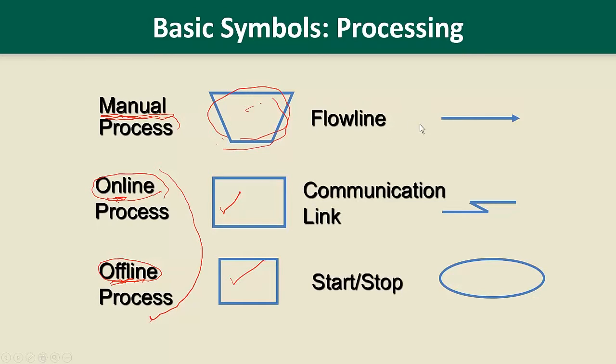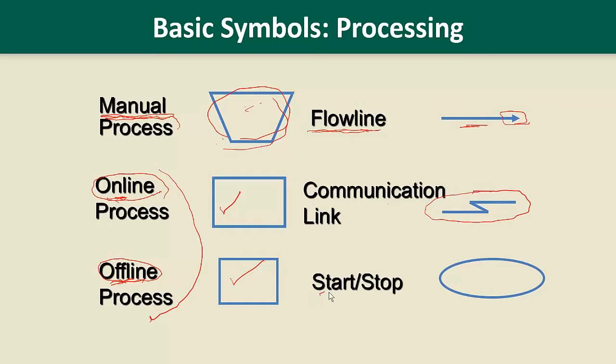Going in and out of the processes will be flow lines containing information or documents, digital documents, paper documents. You'll notice there's an arrowhead. That's very important. That shows the direction the information is flowing. If the connection between processes happens to be something like the internet, you can use this lightning strike symbol, or you could use this also. Either one's acceptable.